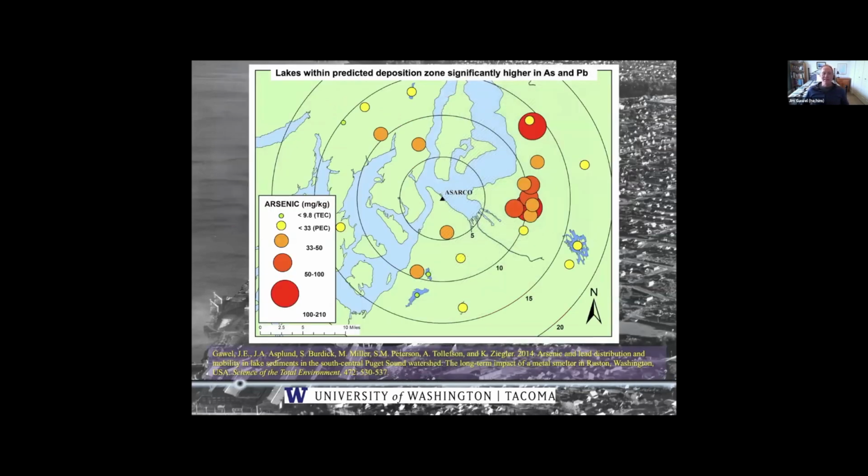We found statistically higher arsenic and lead concentrations in surface lake sediments within the predicted deposition zone, with the highest concentrations in Lake Killarney and Angle Lake up in King County. However, if arsenic remains in the sediments without being transported back into the water, then its potential toxicity to aquatic organisms and humans is low.